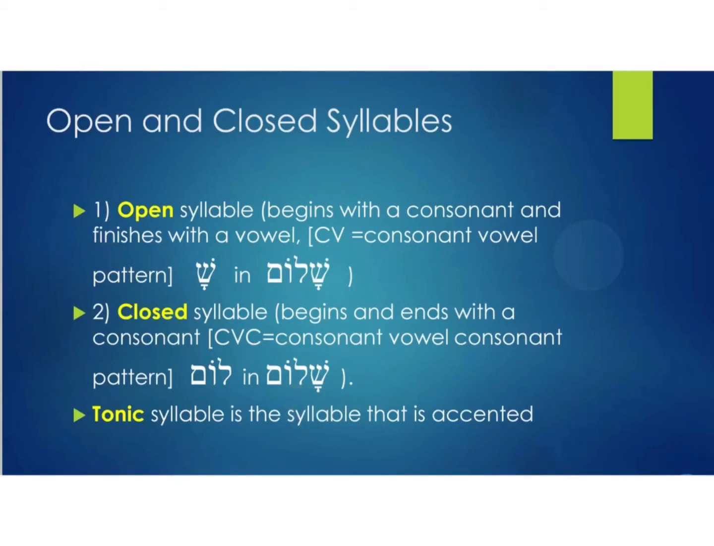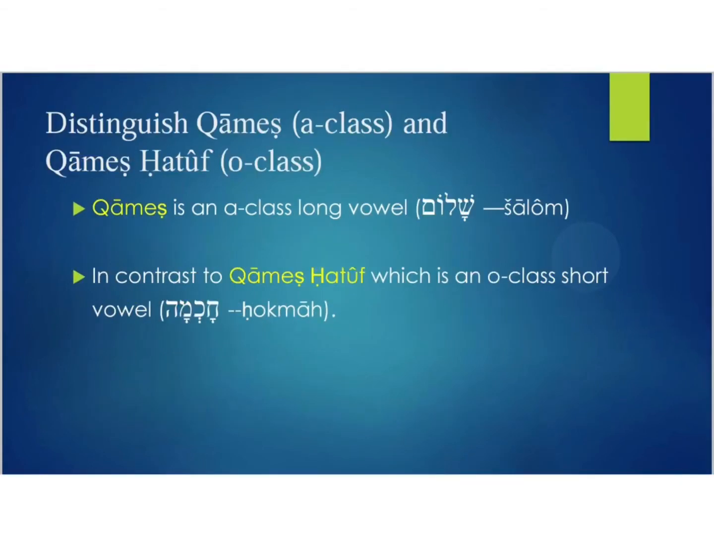So, what did we learn? The syllables are divided into two, open and closed. Open has a consonant-vowel pattern. The closed syllable has a consonant-vowel-consonant pattern. Right? And by default, the last syllable in a word is considered to be the tonic syllable, the accented one, or the stressed syllable. If at any point this stress is moved from the last syllable, it will be indicated to us.